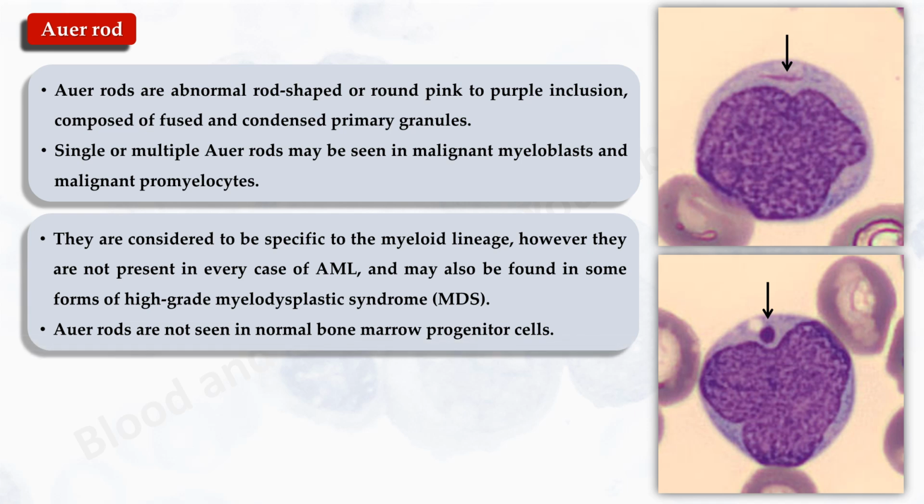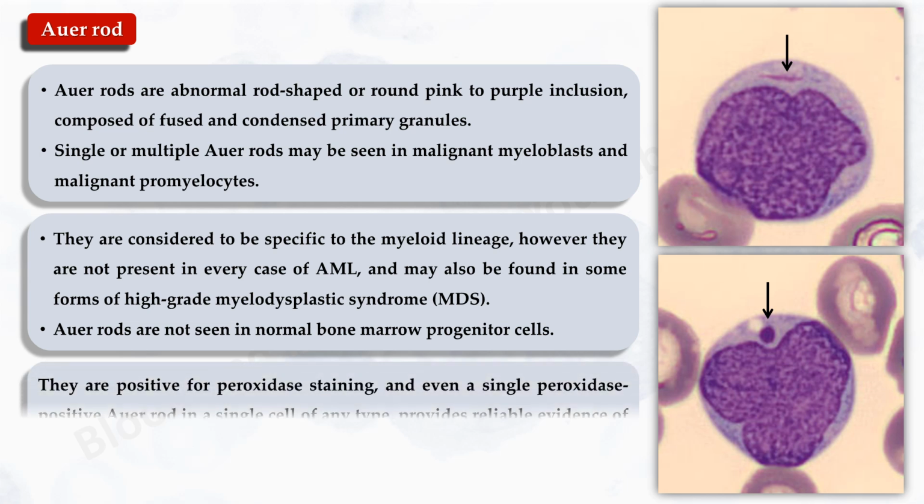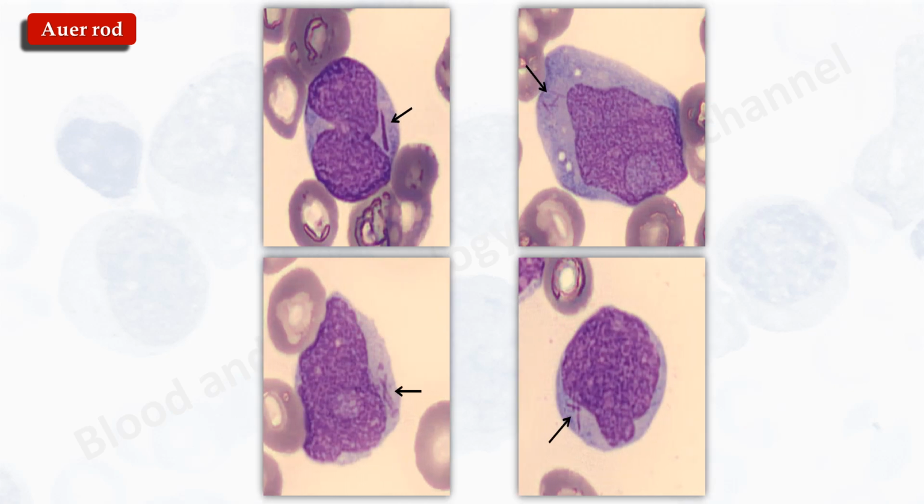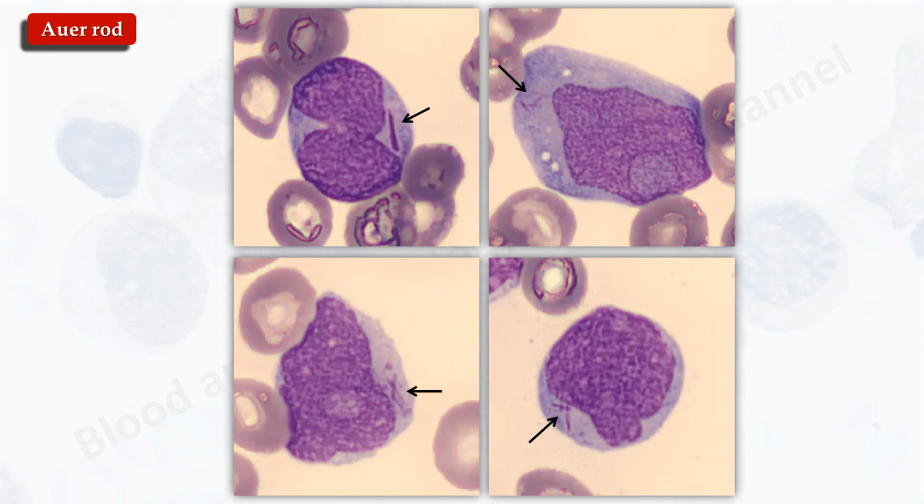Auer rods are not seen in normal bone marrow progenitor cells. They are positive for peroxidase staining, and even a single peroxidase-positive Auer rod in a single cell of any type provides reliable evidence of a myeloid neoplasm. Composite image of peripheral blood smear from a patient with AML, showing single and multiple Auer rods in blast cells.